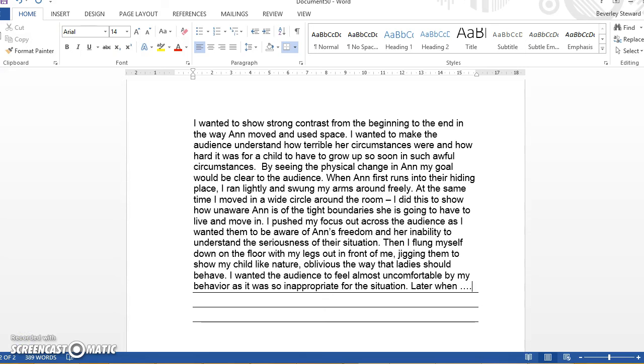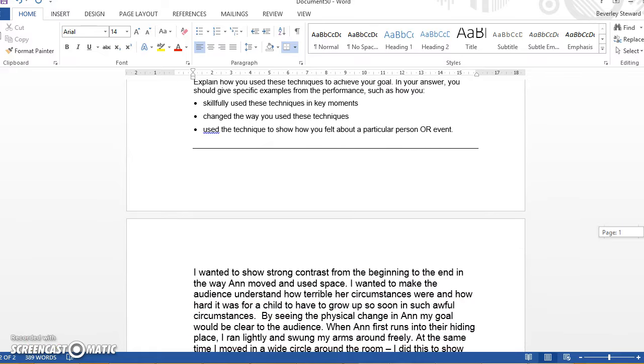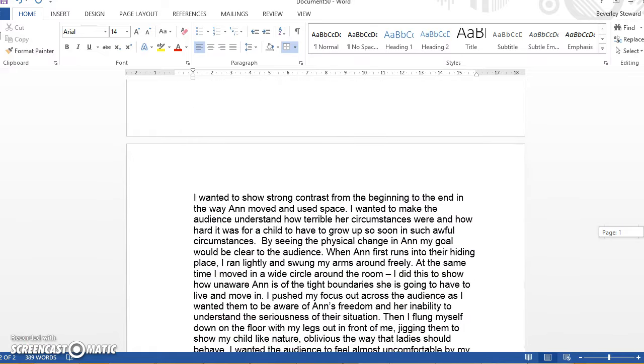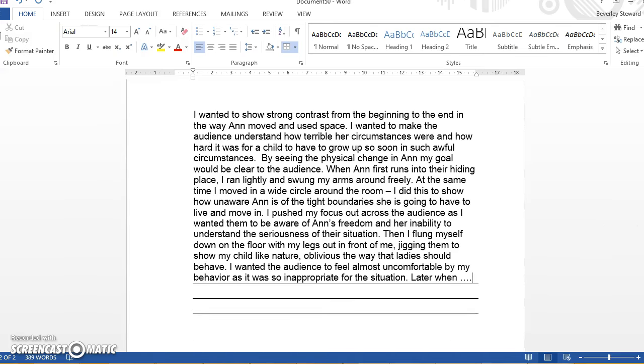Later, when you have to do the next part of the question, this is where you're going to be describing and explaining in detail your goal and the techniques you used. Here's a bit of an example that I've done, and it's not a full example because I think you could still write more, but this is what I've said.